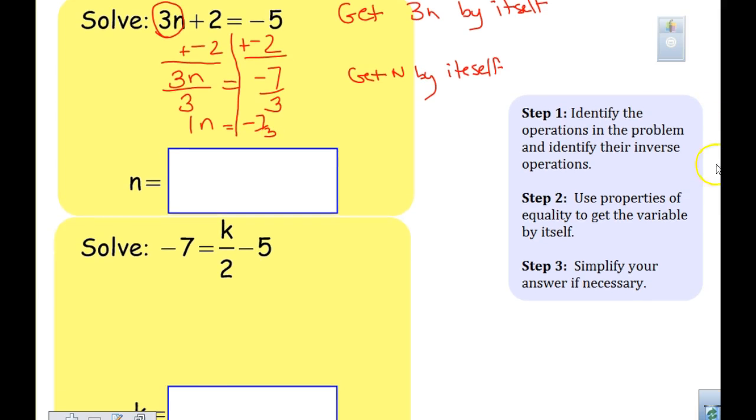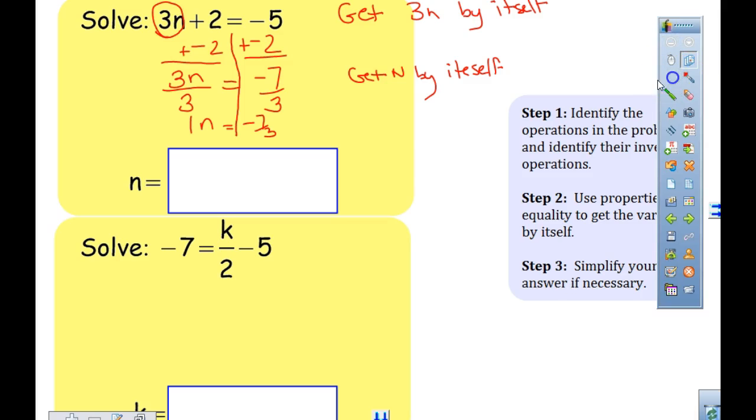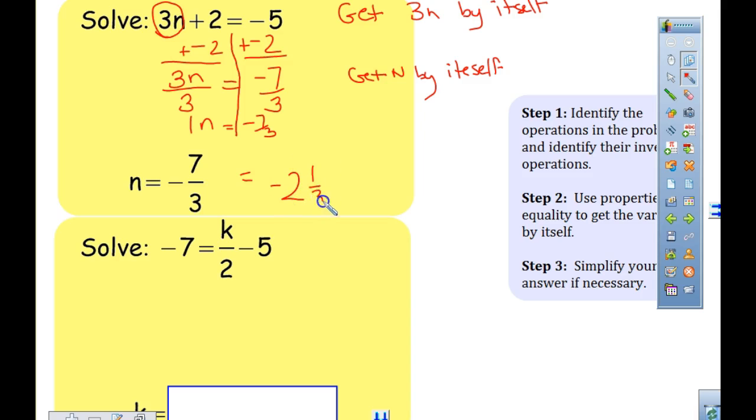If you wanted to change it to a mixed number, you could do that. We probably aren't going to change it to a decimal as we started the problem. Some of you prefer decimals. If you were looking at that, that would be negative 2 and 1/3, or negative 2.3 repeating. If you only put 0.3, I'd have to mark it wrong, right? 0.3 repeating. So let's go to the next one.